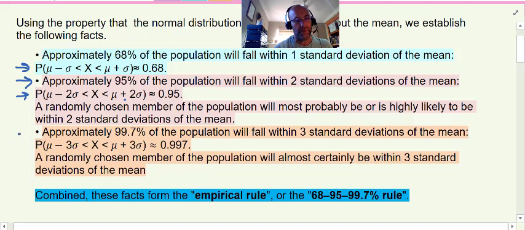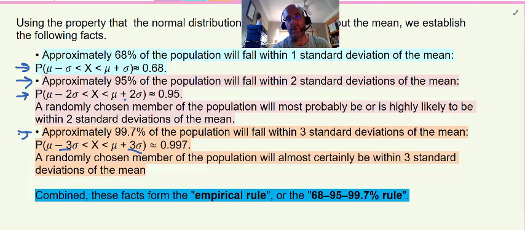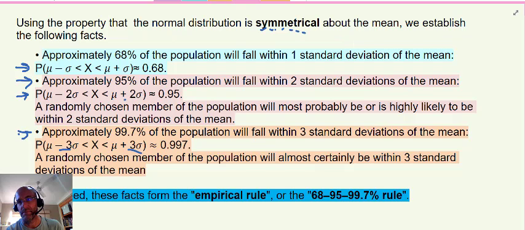And the third and final one: approximately 99.7% of the population will fall within three standard deviations of the mean. So that's from 3 before the mean up to 3 after. That's 6 standard deviations in total. So 0.997 as a probability is approximately what it is.